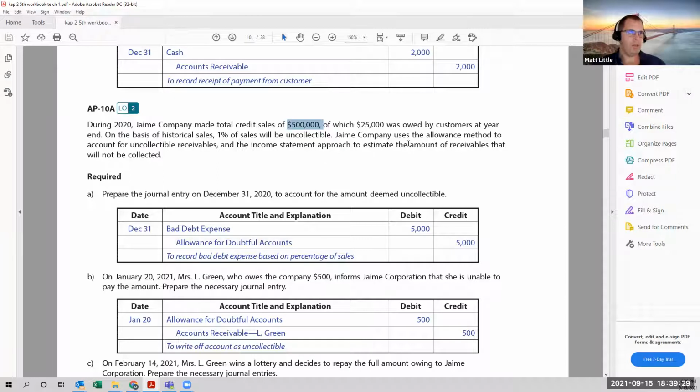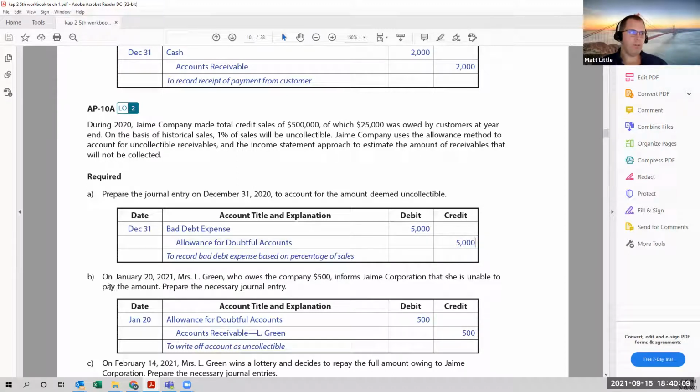Jamie Company uses the allowance method for uncollectible receivables and the income statement approach to estimate the amount of receivables that will not be collected. So in this situation, we're asked to record the journal entry at the end of the fiscal year or calendar year, which is the same in this case, December 31st, 2020. And so we take 1% of $500,000, which gives us a $5,000 amount. We need to debit our bad debt expense for that estimate. And we need to credit the AFDA, the allowance for doubtful accounts account, for $5,000. And that's to record the bad debt expense based on the percentage of sales.